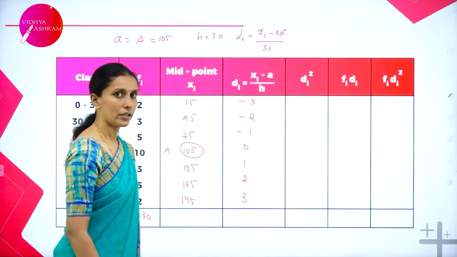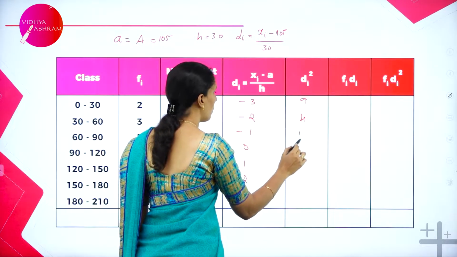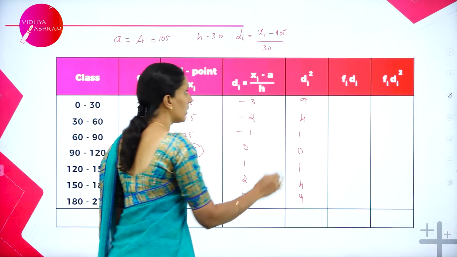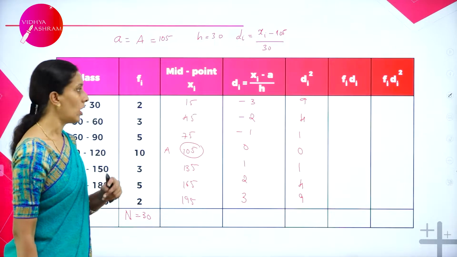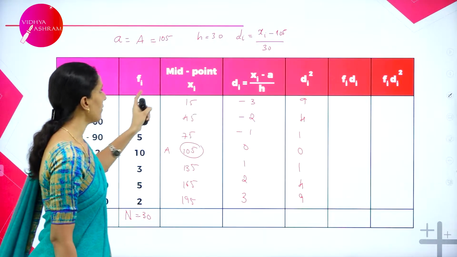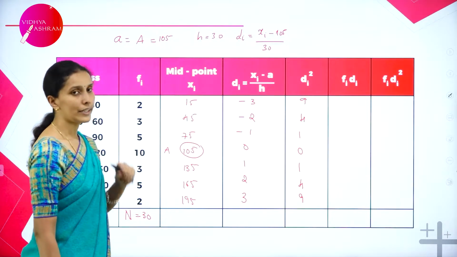Let us square it. The next column is di square: 9, 4, 1, 0, 1, 4, 9. Now we have di square. Let us calculate two more columns. One is fi into di, and another is fi into di square. First, let us calculate fi into di.